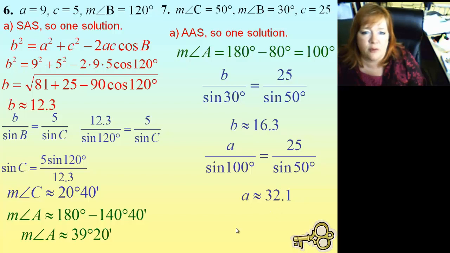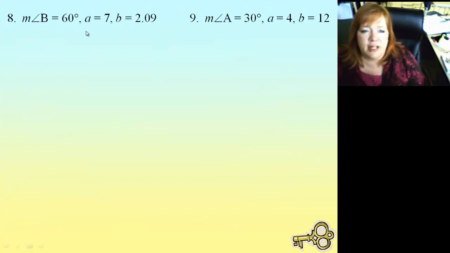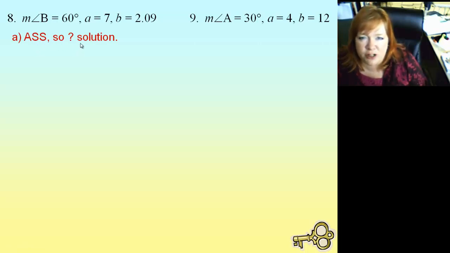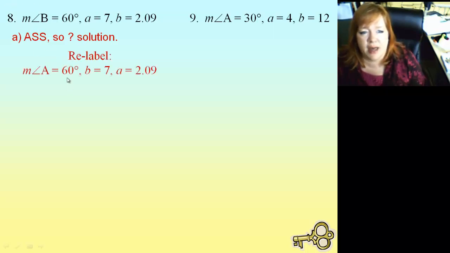Bada boom, bada bing, we're already on number 8. So if we look at this one, we have angle side. Here's some inside information. If you come up with angle side on the test, it's no solution. You don't have to go further. That's just my inside information for people who actually listen to me and do the review. Okay, I relabel this so that I have angle A is 60 and little b is 7 and little a is 2.09. I changed the A's and the B's because everything we have is in A's and B's.